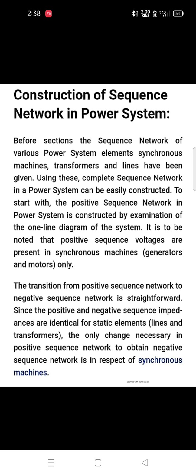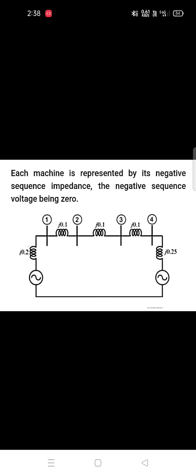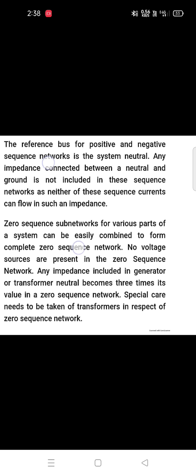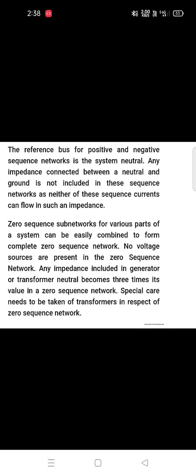So the only change necessary in the positive sequence network to obtain the negative sequence network is in respect to synchronous machines. Here each machine is represented by its negative sequence impedance, the negative sequence voltage being 0. So the reference bus for positive and negative sequence networks is the system neutral. Any impedance connected between a neutral and ground is not included in these sequence networks, as neither of these sequence currents can flow in such an impedance.